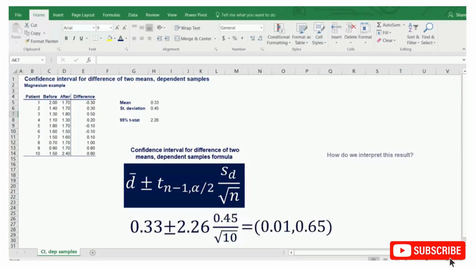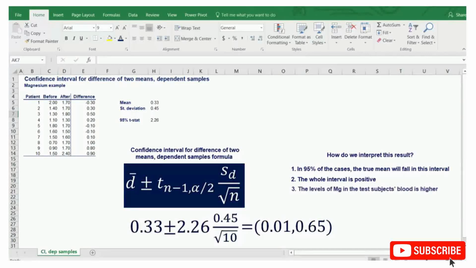How do we interpret this result? Well, in 95% of the cases, the true mean will fall in this interval. Moreover, the whole interval is positive. This shows that the true mean of the difference is definitely positive. Therefore, with 95% certainty, we can say that the levels of magnesium in the test subject's blood is higher. The purpose of this test was to determine whether the drug is effective. Based on our small sample, it most likely is.